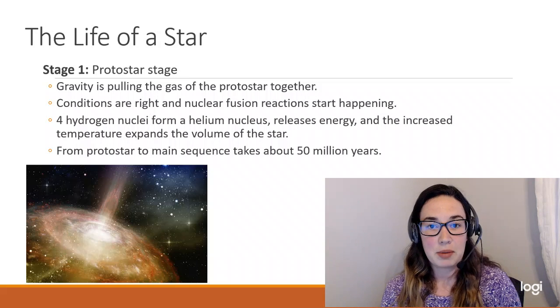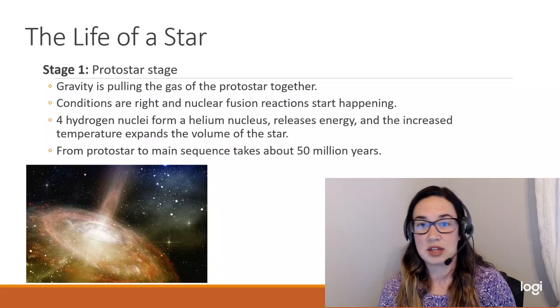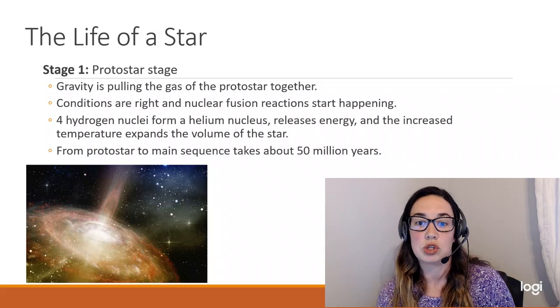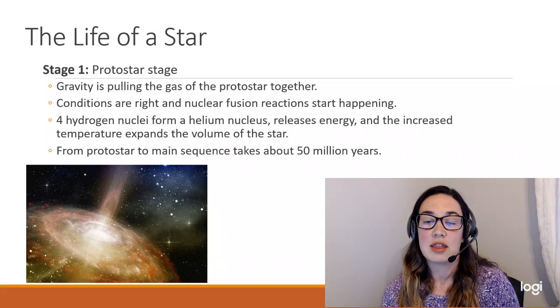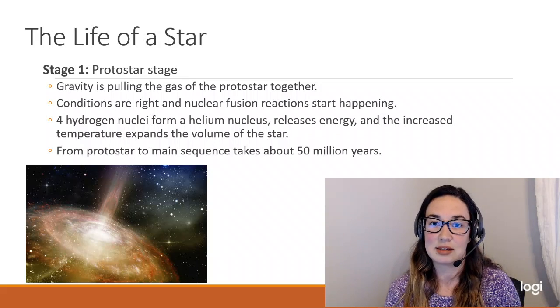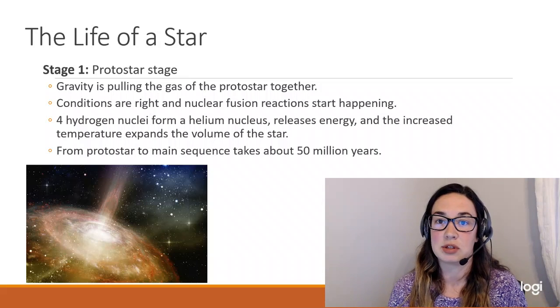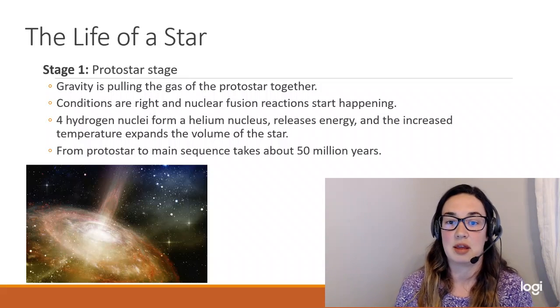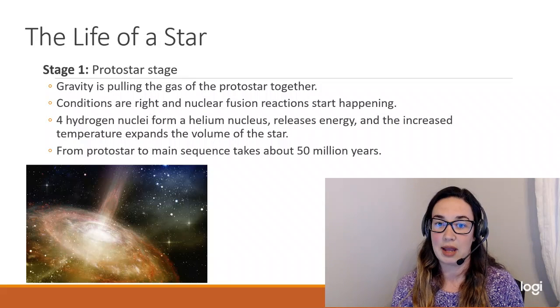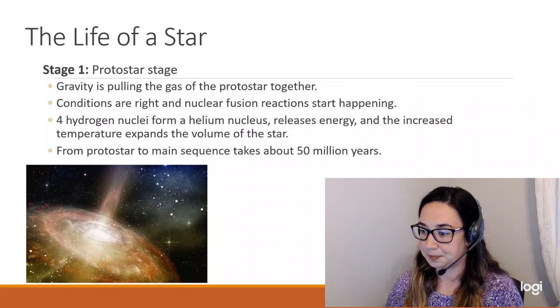From the protostar stage to the next stage, stage 2, which is our main sequence stage, is going to take about 50 million years. So it's not a trivial thing that's happening. It's going to take quite a long time for all of this energy and the volume of the star to increase large enough that the main sequence stage is going to happen. So this is just our protostar stage at stage 1.